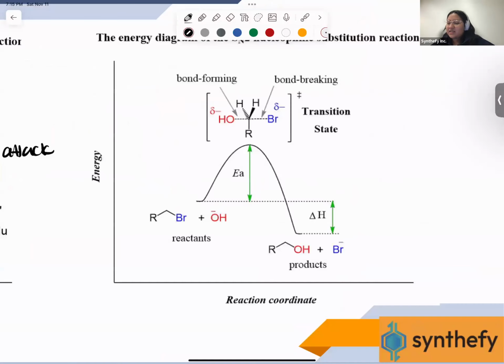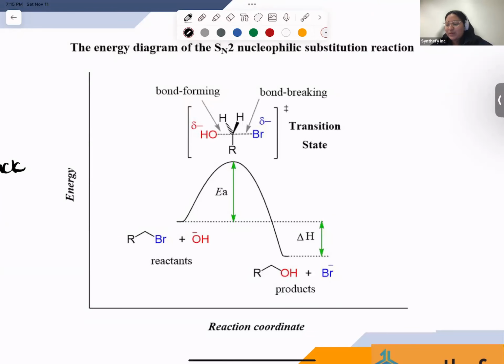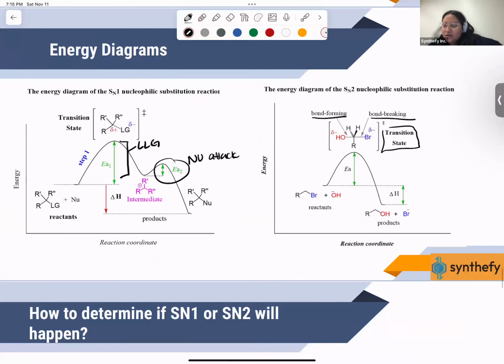Now let's look at the energy diagram of an SN2 reaction. Here we see the transition state that we're talking about. You're forming a bond, but you're also breaking a bond simultaneously, so that also requires a lot of energy. You can see that here the rate determining step is the nucleophilic attack and the loss of the leaving group at the same time, because it all happens at once. You have your electrophile and your nucleophile attached to the same carbon for a very brief moment in time.